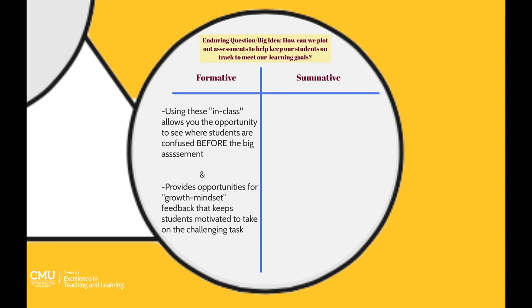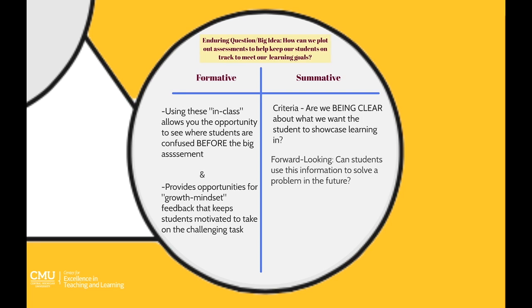Now, for summative assessments, this is a little bit different, right? We need to make sure that we're being clear in terms of what we want the student to showcase learning in. I don't think the student realized that all this information that he was supposed to showcase learning in was taught to him in some way, but it obviously didn't stick to him. And that's probably why he didn't do so well in this assignment.